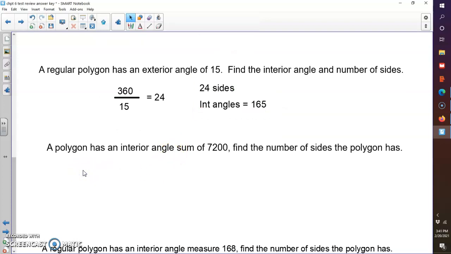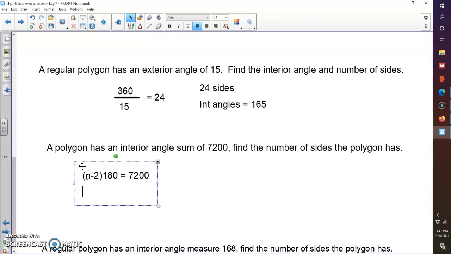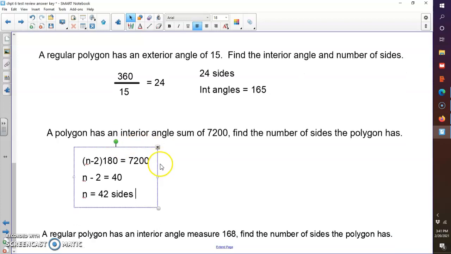If I'm given the interior angle sum of a polygon, now once again, here it's not a regular polygon and that's okay. If you're given the interior angle sum of a polygon, you want to go to your n minus 2 times 180 equals 7200 formula. I'm going to divide by 180 on both sides, and that's going to leave me with 40. When I add 2 on both sides, I get 42. So I end up with 42 sides if my interior angle sum is 7,200.